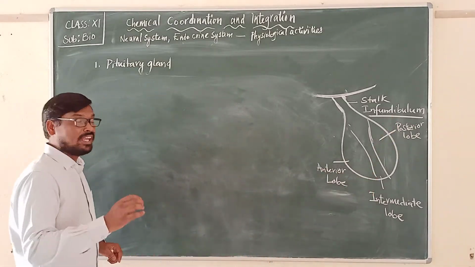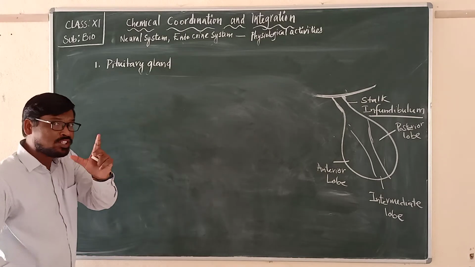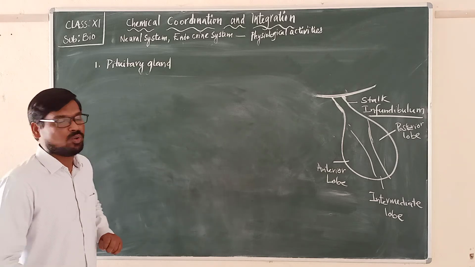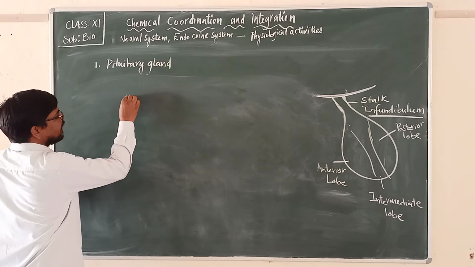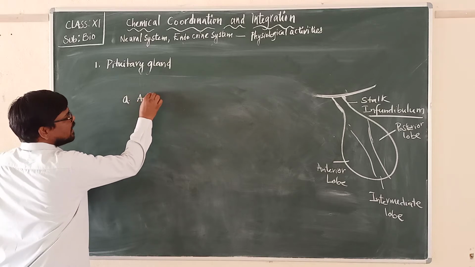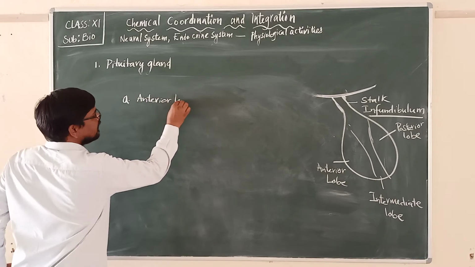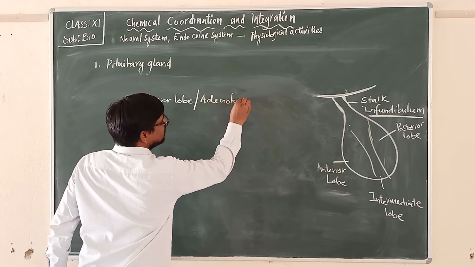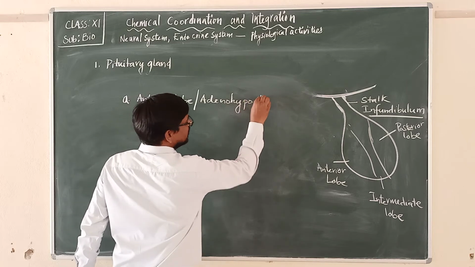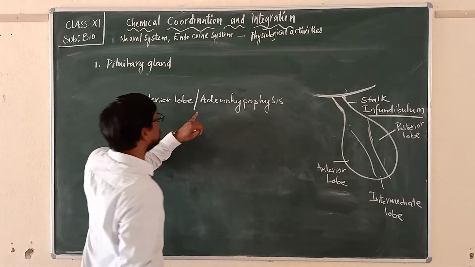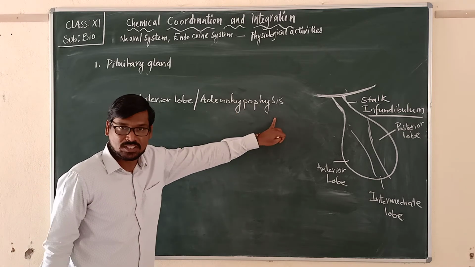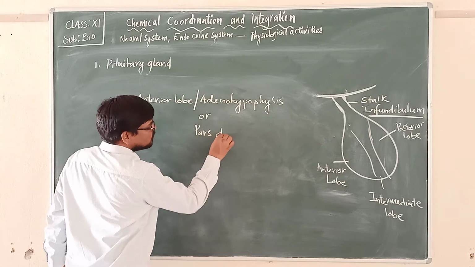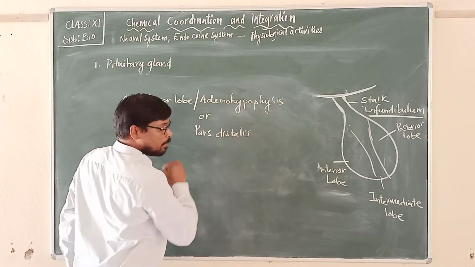But in humans, we say that it has only two lobes. Why are we saying that it has only two lobes? The anterior lobe is also called the adenohypophysis, or otherwise it is also called pars distalis.